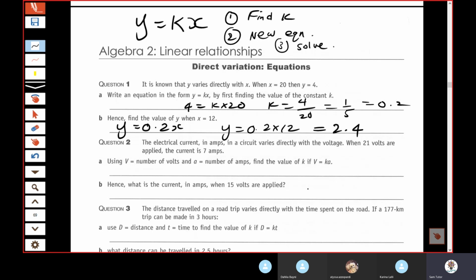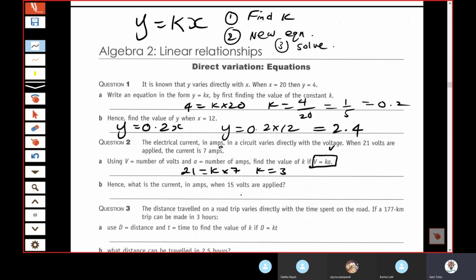Question 2. The electrical current in amps in a circuit varies directly with the voltage. Whoa, it looks so complicated, but all it means is just this. Y equals Kx. Or if you want to use the words, voltage and amp, V equals Ka. When 21 volts are applied, the current is 7 amps. Okay, so 21 equals K times 7. K equals 21 divided by 7, 3.